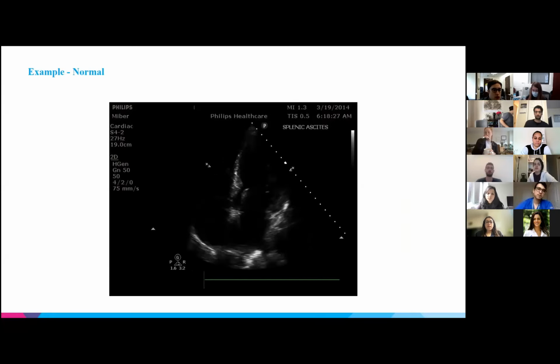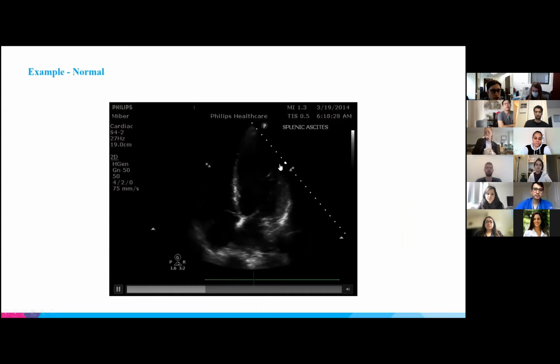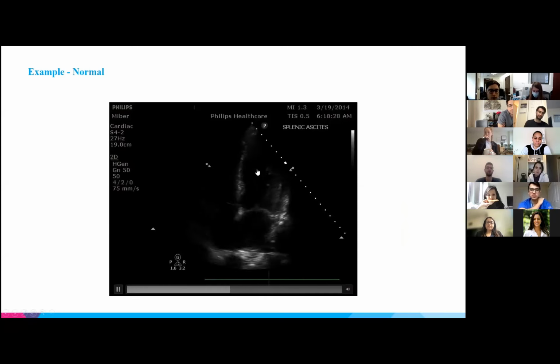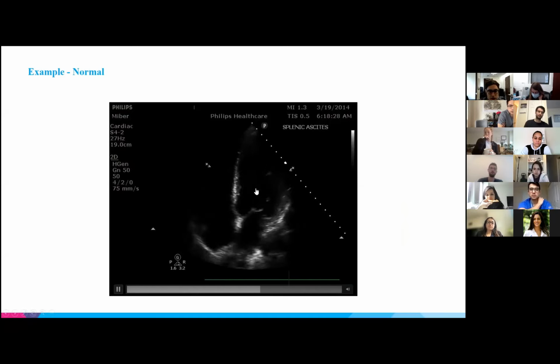All right, so what is normal? This is highlighting your classic apical four-chamber view. This structure here is the left ventricle, this is the left atrium, and then you have your right atrium here. You can't see it fully, but you have the right ventricle here.